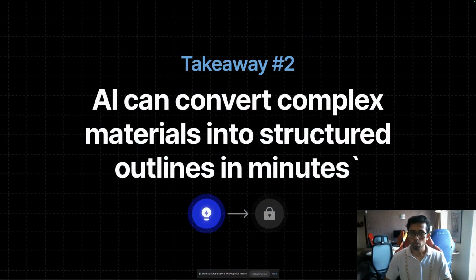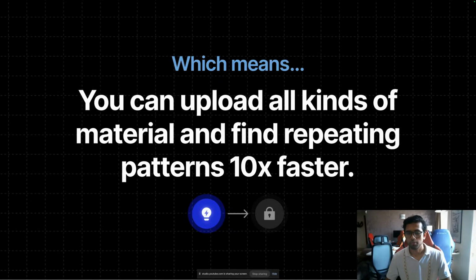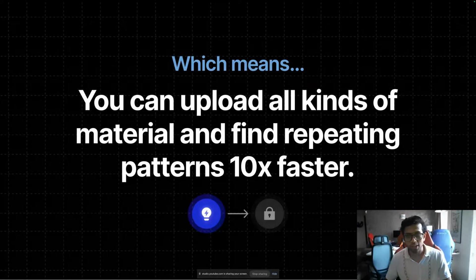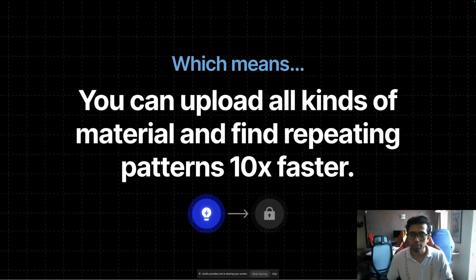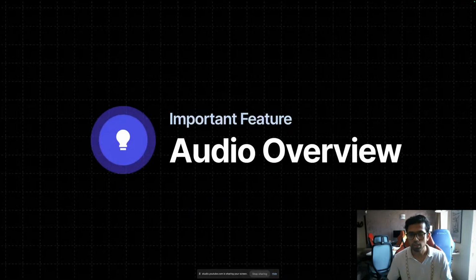So let's move on to takeaway number two, which is AI can convert complex materials into structured outlines in minutes, which means you can upload all kinds of material and find repeating patterns 10 times faster. It is so easy to find connections and patterns when we see visually how things are connected, right?